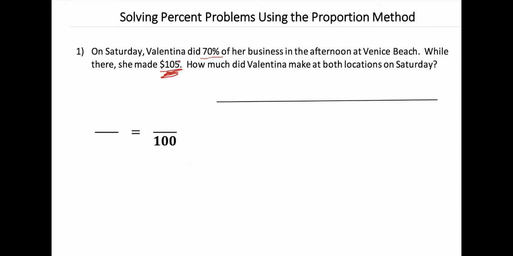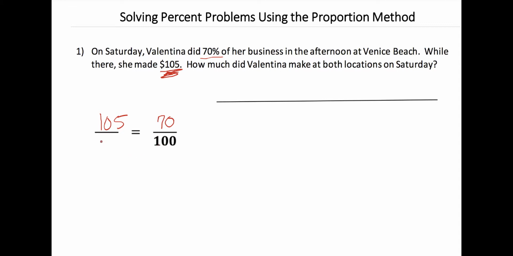All right, so we need to plug in the 70 over 100, because whatever number is with the percentage always goes over 100. So let's plug in the 70. And we know that she made $105, which is only a part of what she made during the whole day. The 105 is a part just like the 70 is a part. 105 is part of the quantity, as 70 is part of the entire percent number, okay?